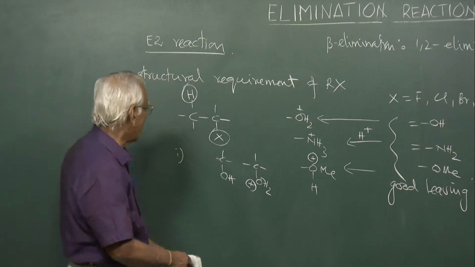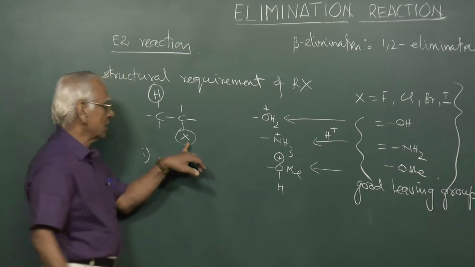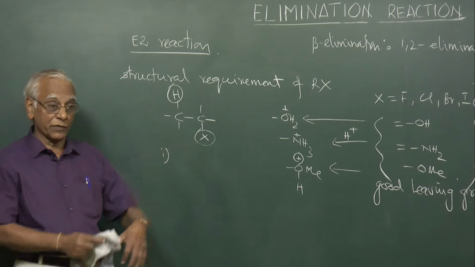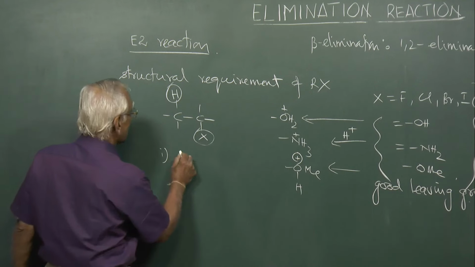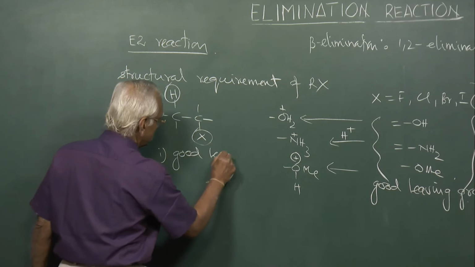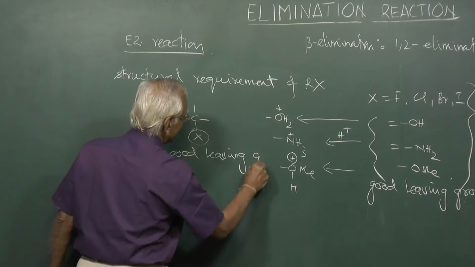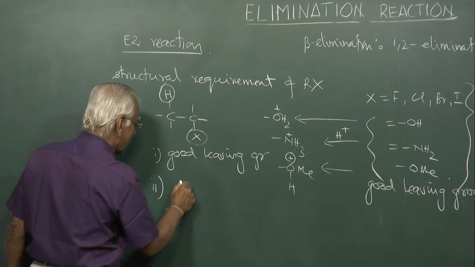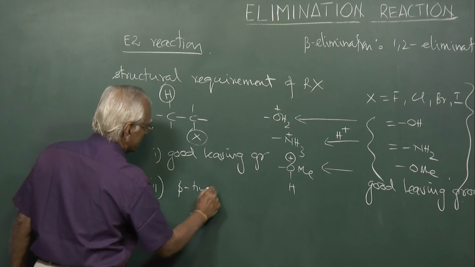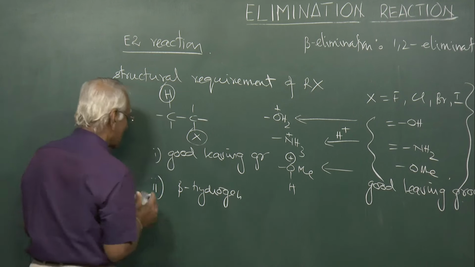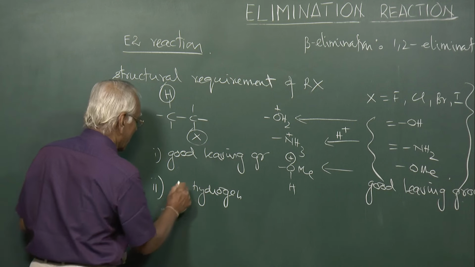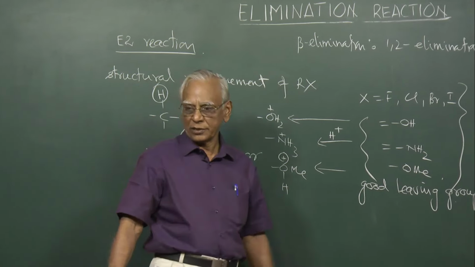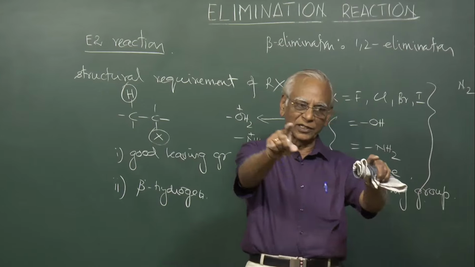That apart, one of the important conditions is that it should have a leaving group, not simply a leaving group, but a good leaving group. That is the primary condition for an elimination reaction. And the second condition? Obviously, I need to have a beta hydrogen, a hydrogen attached to the beta carbon atom. And that is going to be 1,2 elimination. Only 1,2 elimination will put the carbon-carbon double bond.